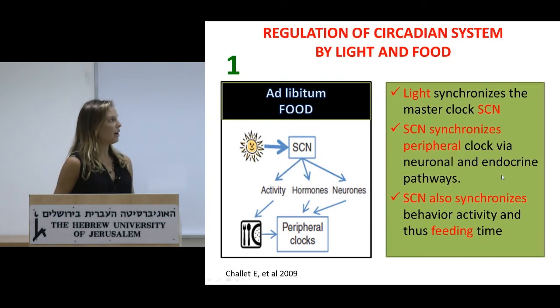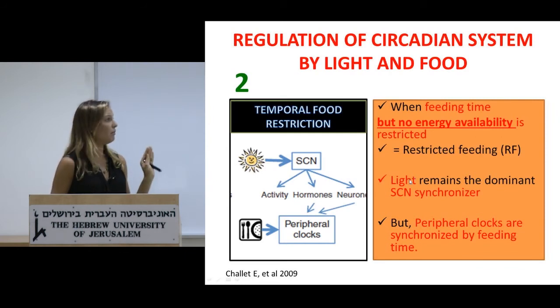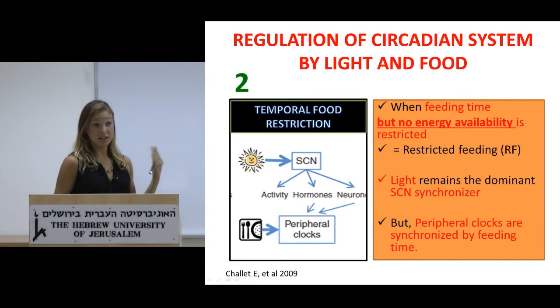In the second scenario, when we restrict food only in timing, not caloric restriction, which is called restricted feeding, light will remain the dominant synchronizer of the suprachiasmatic nuclei, which is the master clock. However, peripheral clocks will be synchronized with the feeding time.